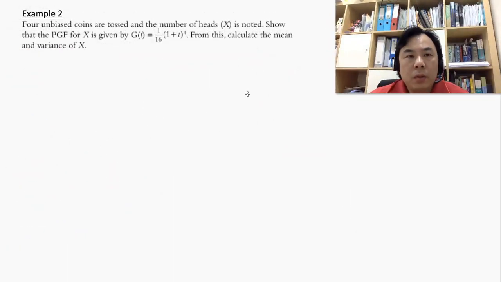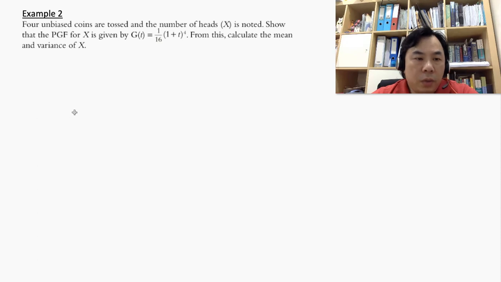Now, four unbiased coins are tossed and the number of heads X is recorded. Now, show that the probability generating function of X is given by G(t) equal to 1/16 (1 + t)^4. Now, from this, calculate the mean and the variance.